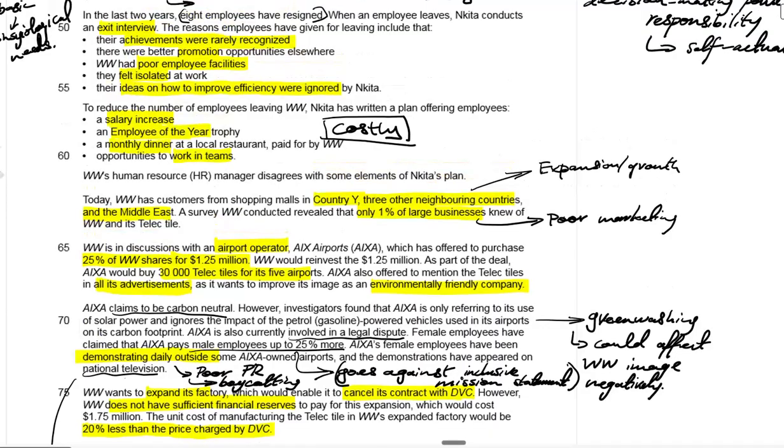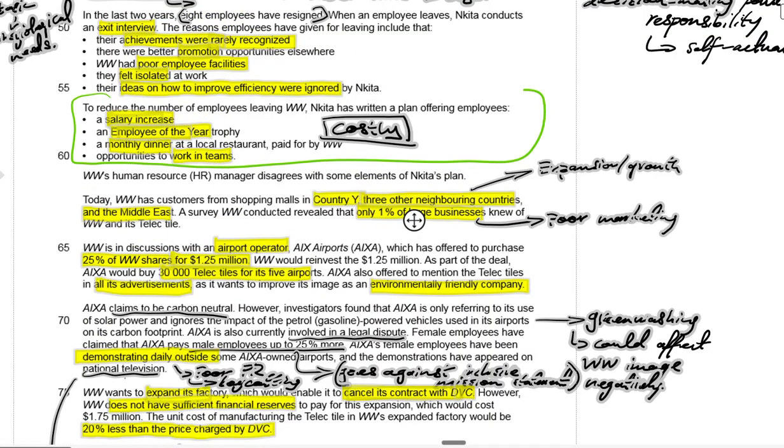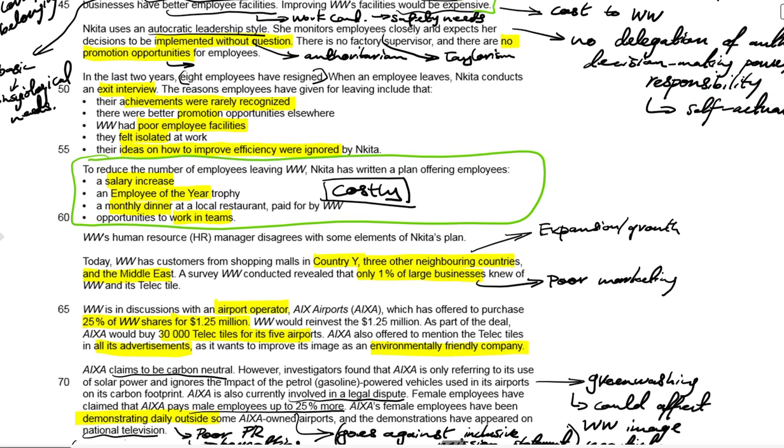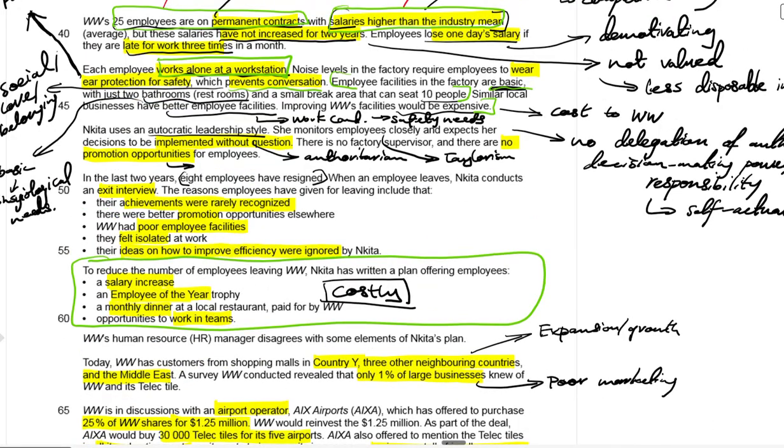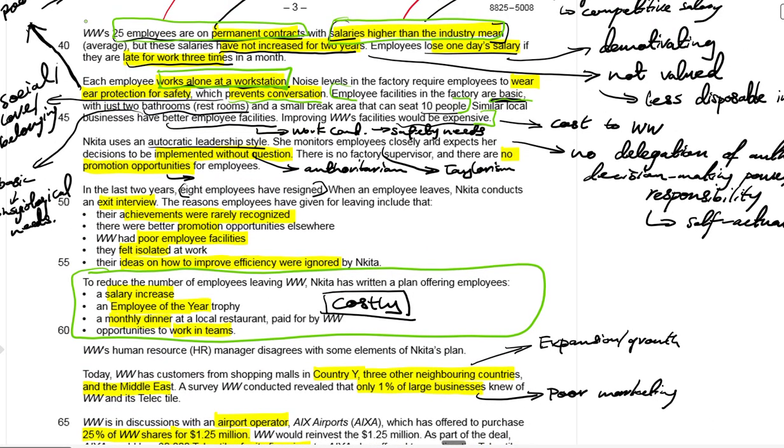And so here's the plan that we're talking about. We need to reference essentially this entire line 39 to 61, right? This is still relevant, right? HR manager disagrees with some elements of Nikita's plan, and then we have this. So let's just bring all this together. Okay, so this is one thing we can mention. HR manager disagrees, and now we should consider why.